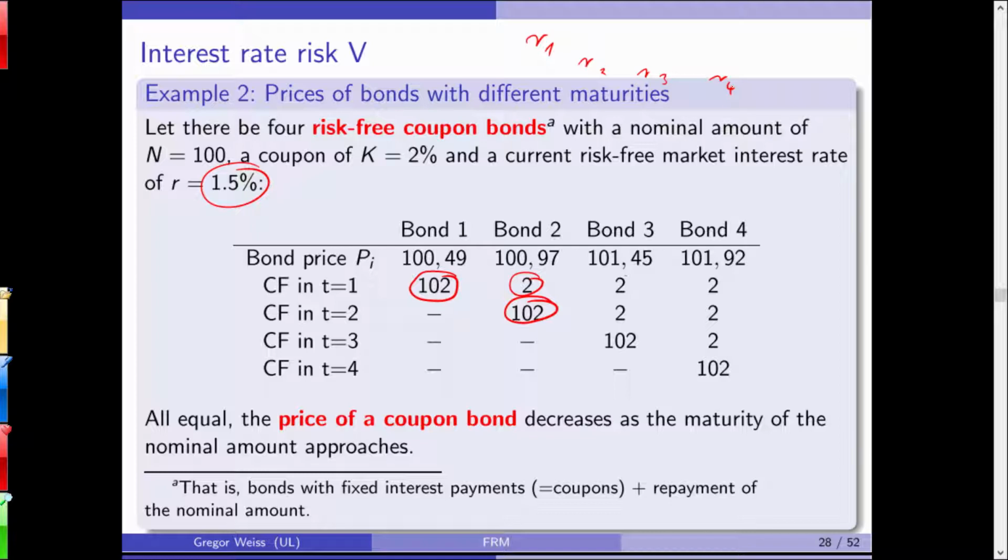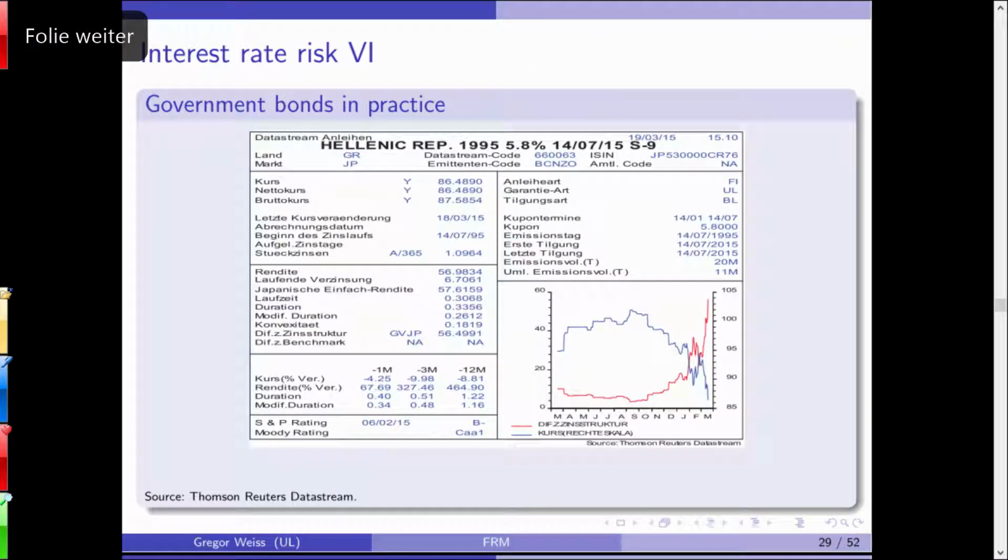Now, for simplification, we are using a flat yield curve, that is, a constant interest rate of 1.5%. Everything else equal, the price of a coupon bond decreases as the maturity of the notional approaches. So you can see here, if you decrease it, you will get closer to 100, which is quite clear.